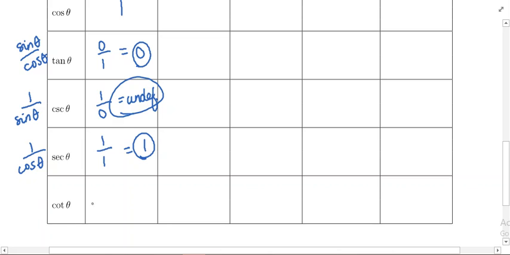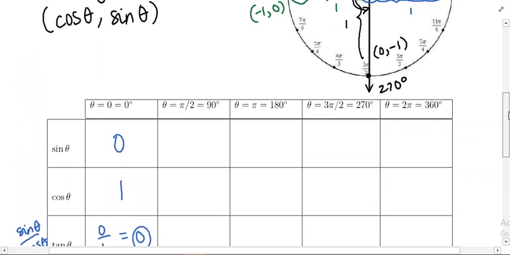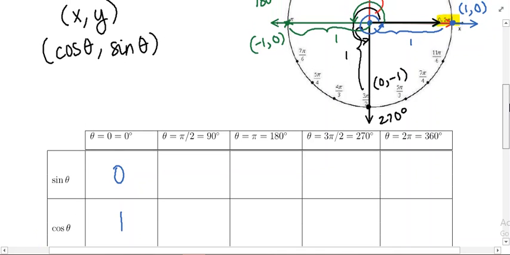And then lastly, cotangent, we know it's 1 over the tangent. The tangent is 0, so 1 over 0. Again, our computer blows up. We can't do this, so this is another undefined value here. All right, so you could complete this for all of the remaining angles.